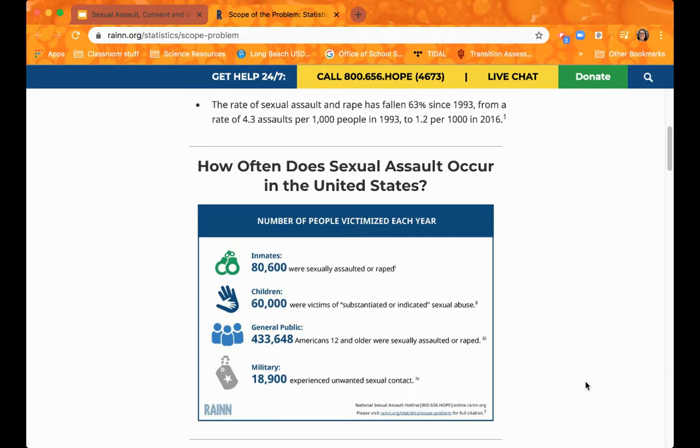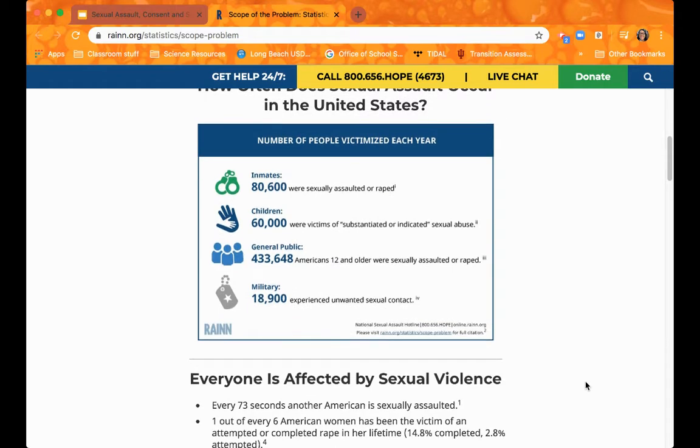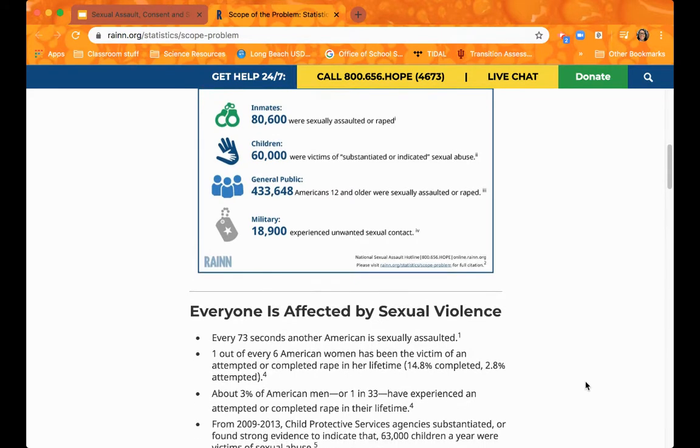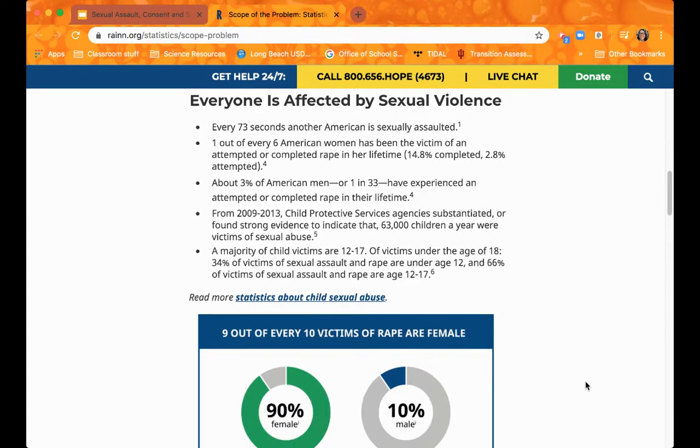These numbers are still high, which is very scary, and it's very important to think about yourself and control yourself and make sure that you do not become somebody who's doing this to another person. And you need to make sure that somebody who's doing this to you is stopped so that it doesn't happen to anybody else. So everyone is affected by sexual violence. Every 73 seconds, another American is sexually assaulted. That's a little over a minute. A minute is 60 seconds.